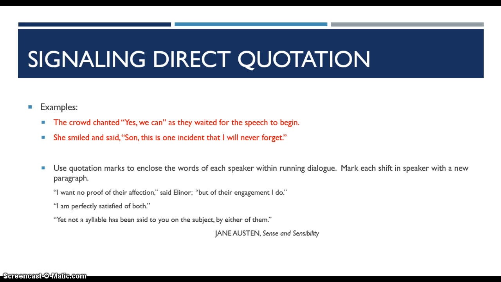"I want no proof of their affection," said Eleanor, "but of their engagement I do." We switch speakers, have a new paragraph, new quotation marks. "I am perfectly satisfied of both." We switch speakers back again, "yet not a syllable has been said to you on the subject by either of them." So we're switching back and forth. Each speaker's words are within quotation marks.